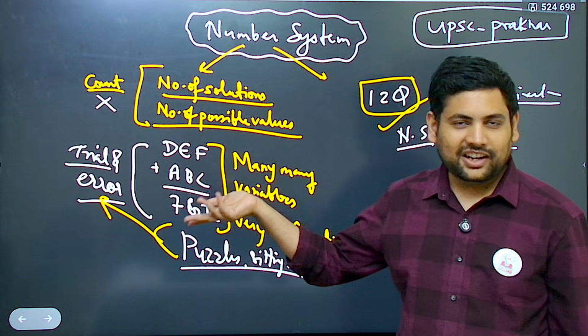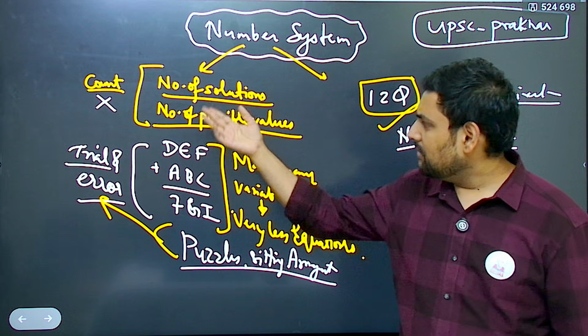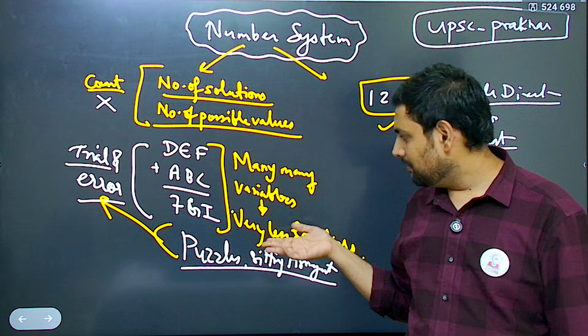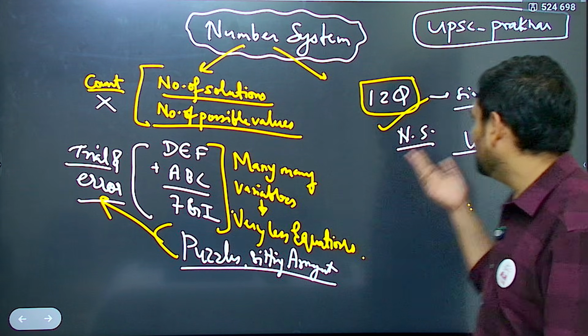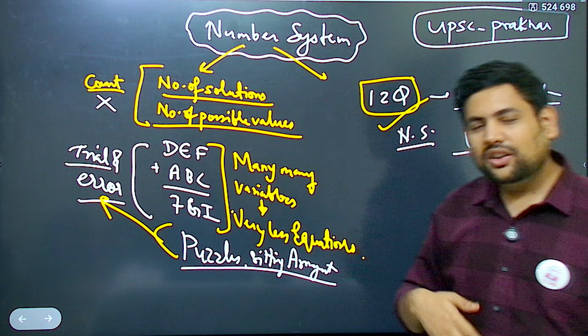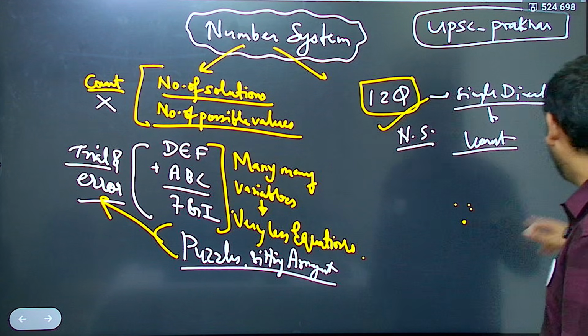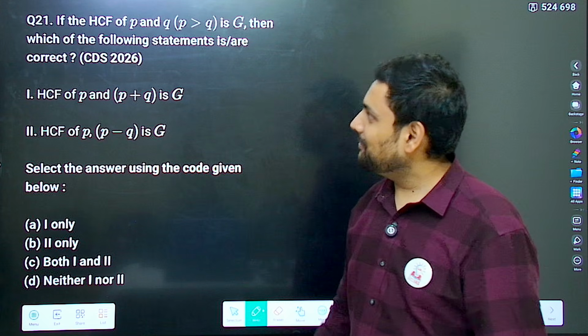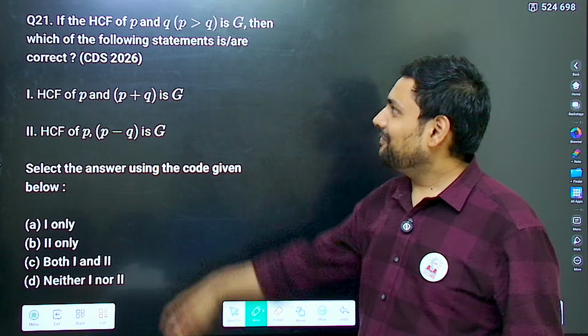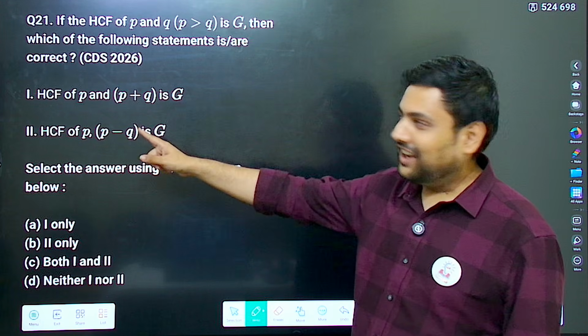For this I have made another video also that you must have seen. Number of solutions, number of possible values, many variables like this, trial and error. These questions you should avoid. Similarly, data sufficiency also should be avoided in the first go. Now let's get to the questions of HCF and LCM and then we'll be done. Okay, so a very good question again.